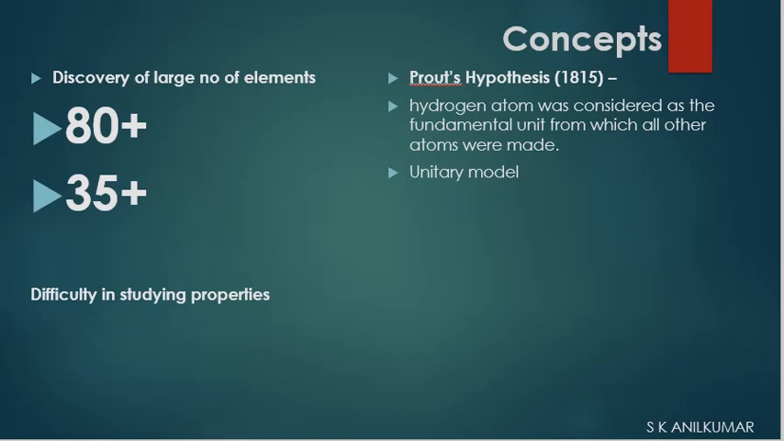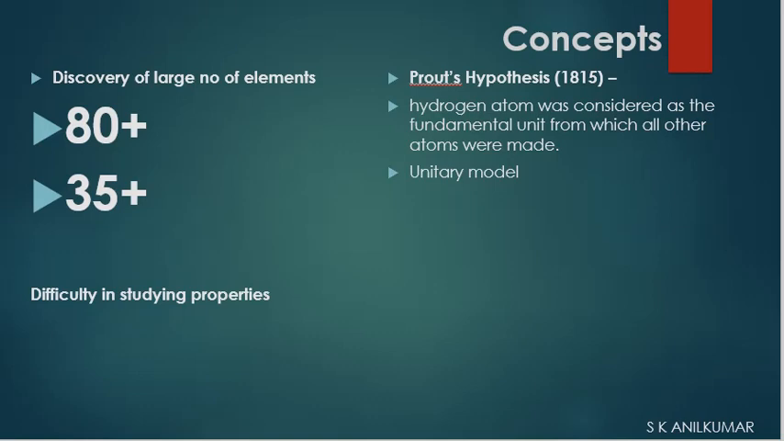We have discovered a large number of elements. Some 80 plus, 88 of them are natural. Some 30 to 40 of them are man-made. So we have lots of elements known to us today. There are difficulties in studying these elements, and so we have to look at classifying them or grouping them into certain forms or certain grades so that we can easily study them.